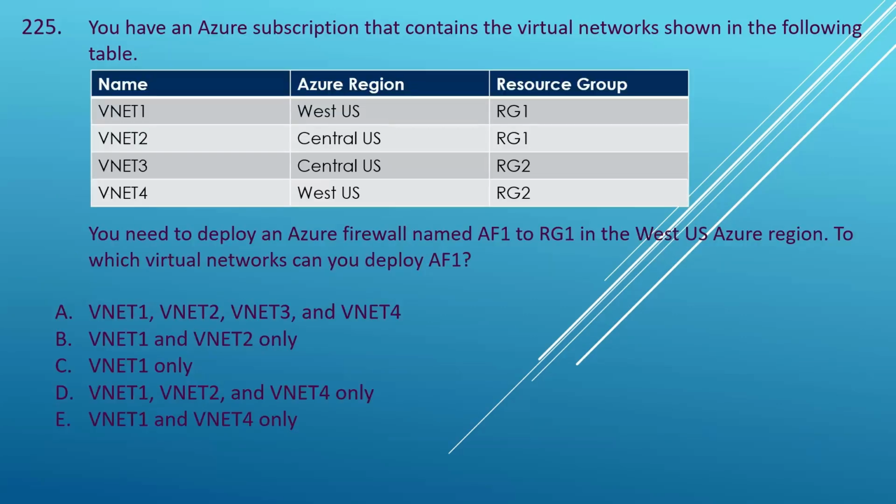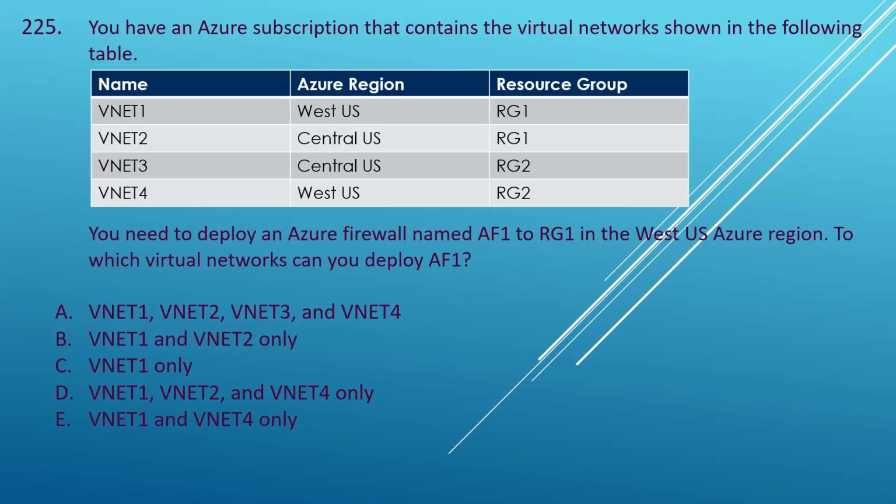You have an Azure subscription that contains the virtual networks shown in the following table. You have 4 virtual networks with the name of VNet 1, VNet 2, VNet 3, and VNet 4, of which VNet 1 and VNet 4 are using West US Azure region, and VNet 2 and VNet 3 are using Central US Azure region. VNet 1 and VNet 2 are hosted in resource group RG1 and VNet 3 and VNet 4 are hosted in resource group RG2. You need to deploy an Azure firewall named AF1 to RG1 in the West US Azure region. To which virtual networks can you deploy AF1?